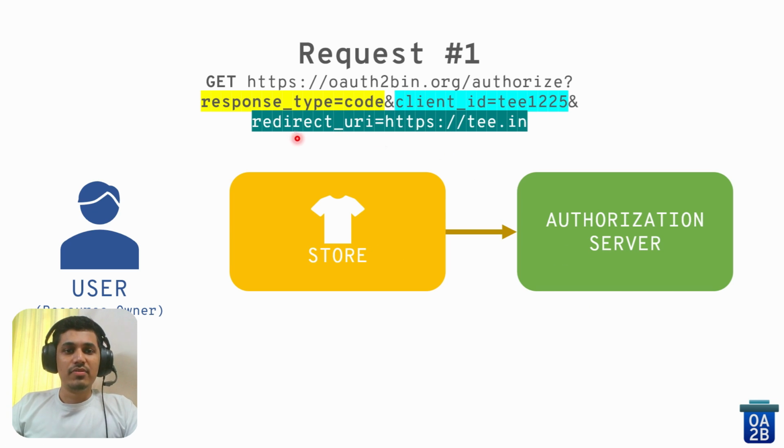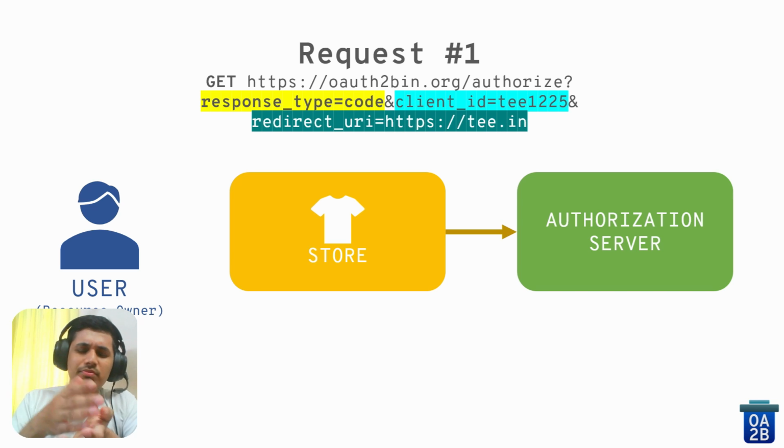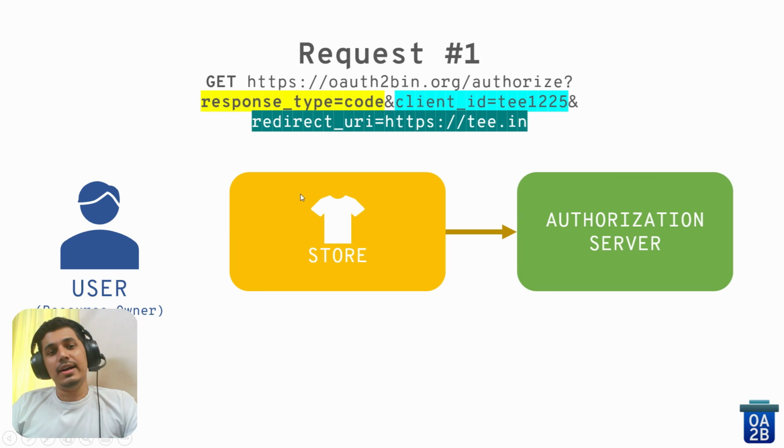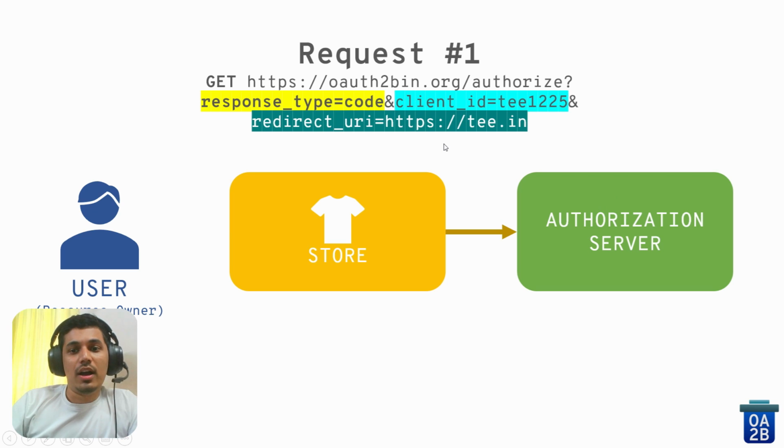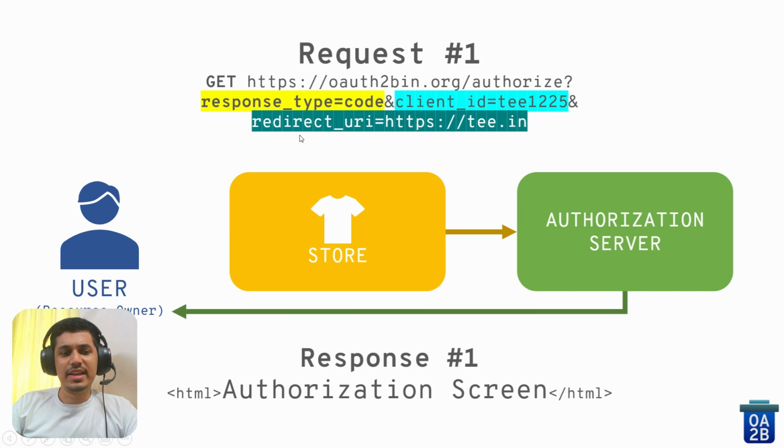And finally, we have this redirect URI. You might have noticed that when you are on this t-shirt store and you click on that sign in with Google button, you'll be taken to Google's authorization page. You maybe accept the terms of authorization, and then you're taken back to the t-shirt store website, right? So this redirect URI basically tells the authorization server where to redirect you back to after the authorization is complete. Okay, so when you send this GET request, you basically get the authorization screen back as a response.